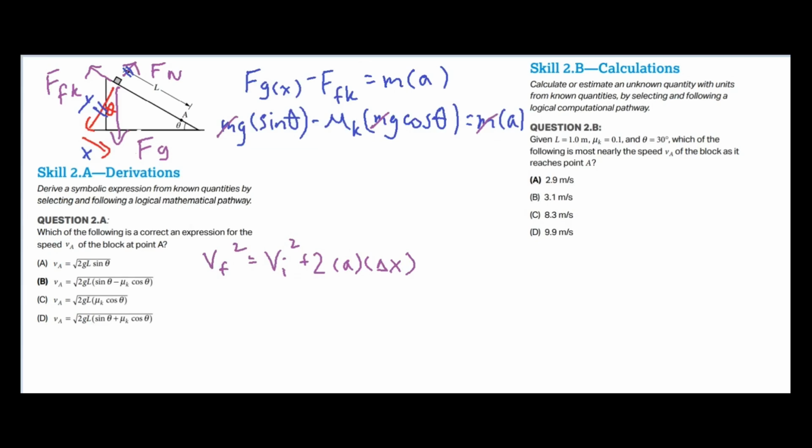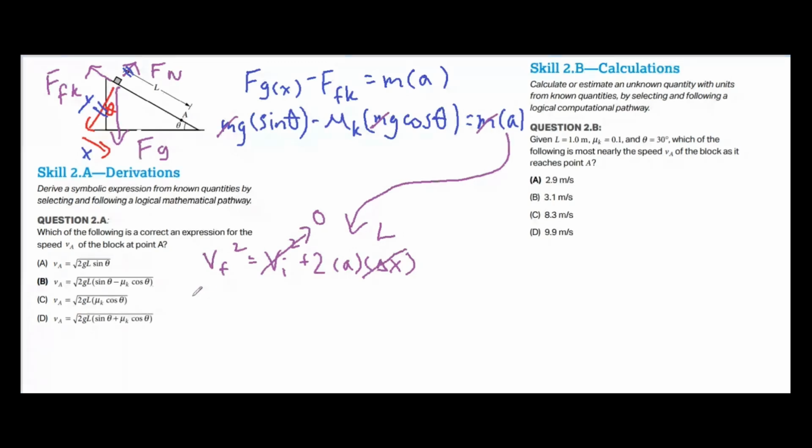In order to do that, we would need a Vi, which is 0, so we like that. We would need an a and a delta x. Our delta x we are good with because we call that L, and it does look like there's an L value over here. So we can go ahead and take this a and do a little substitution. Let's see if this all works out for us.